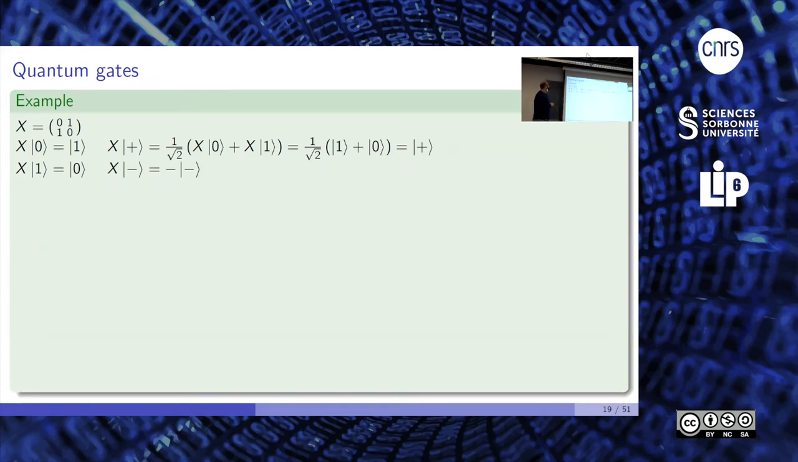And just to give an example of quantum gates, the simplest one is the X gate, which is just the quantum version of NOT. So it maps 0 to 1 and 1 to 0. But on top of that, it's a linear operation, so it is also defined for different quantum states, for example, the state plus. If you apply X onto the state plus, you keep your state plus, and if you apply X to the state minus, you get minus the state minus. So this is how we have the NOT gate in the quantum setting.